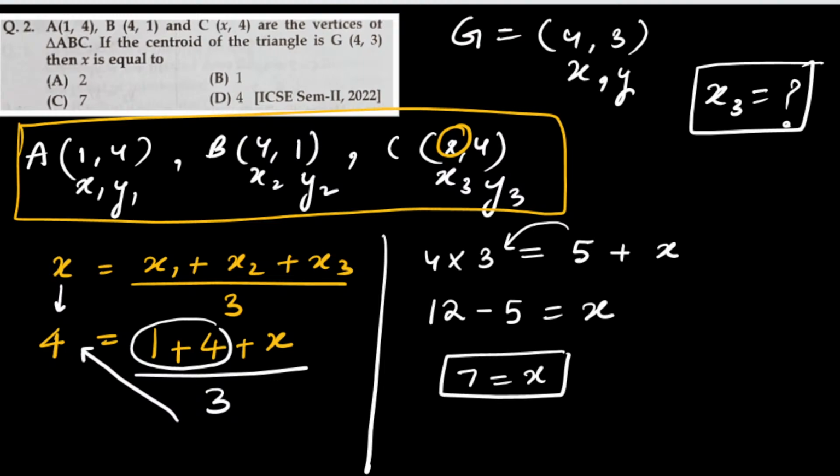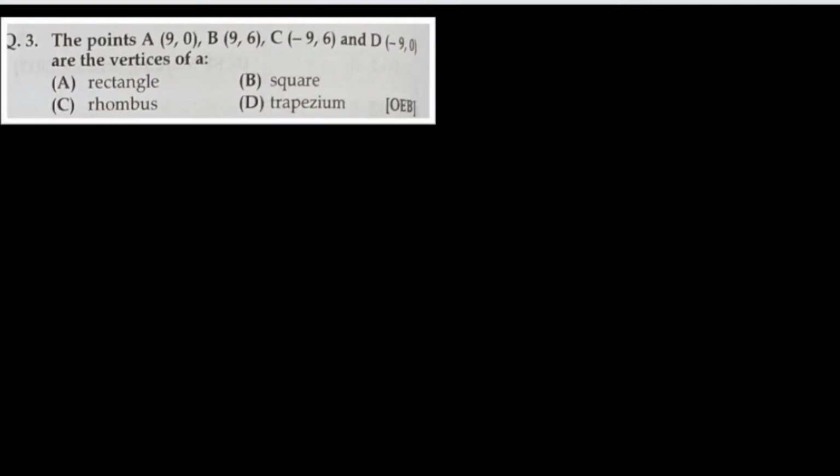So Jayashree has given the answer. Even Navya has given the answer. x is equal to 7. So which option? It is option C. x is equal to 7, option C. Now let's do the next question.